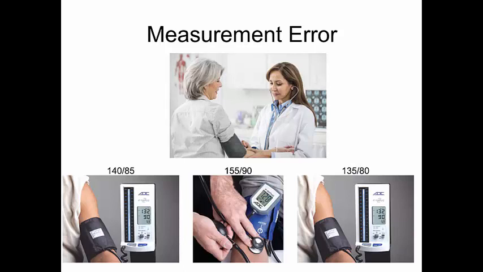So Mrs. Jones has come to your office for her annual checkup. Your staff shows her to the exam room and she sits in the room to wait for you. Your nurse comes in first and asks her a few questions. Then she takes Mrs. Jones's blood pressure with the blood pressure machine in the room. Your nurse actually records it to be 150/85.